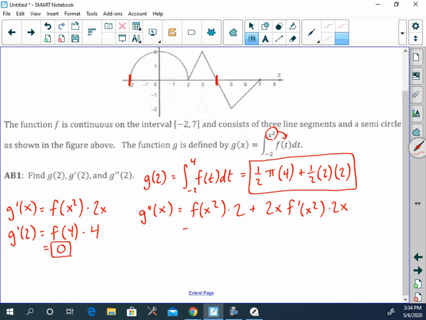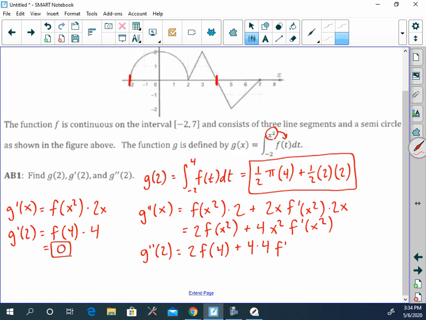I'm going to clean that up a bit before I jump into the next part here. So this would be 4x squared f prime of x squared back here, and we're going to plug in 2. If we plug in 2, we get 2 times f of 4 plus 4 times 4 times f prime of 4. Okay, f of 4 we know is 0, so this part's going to be 0 plus 16, 4 times 4. And then f prime at 4 means the slope of the function we see up here.